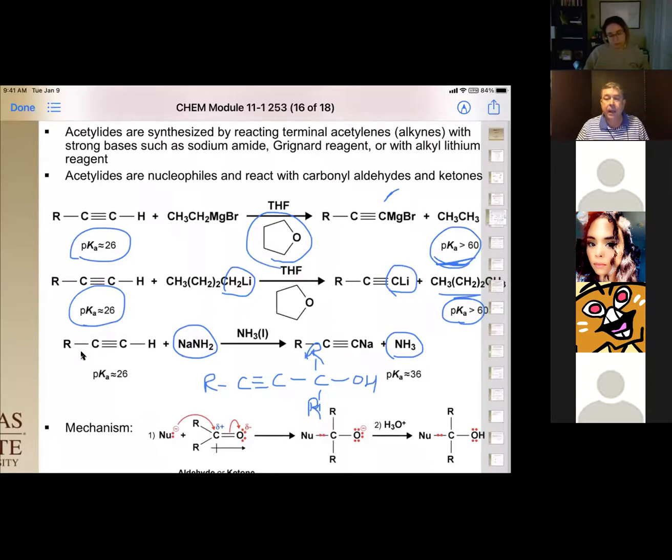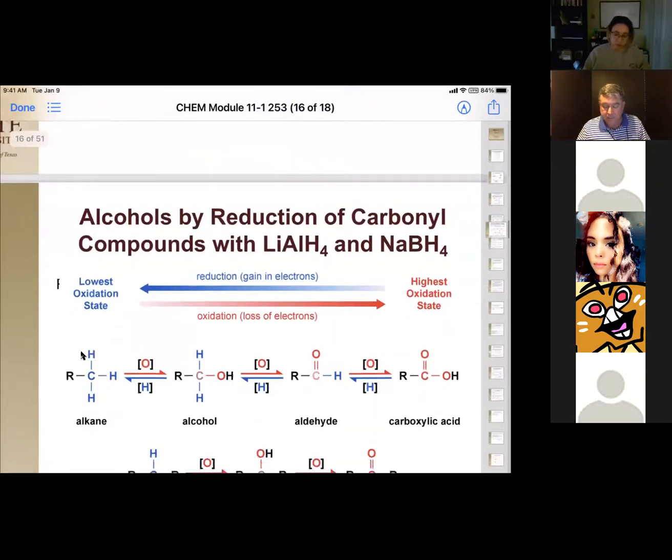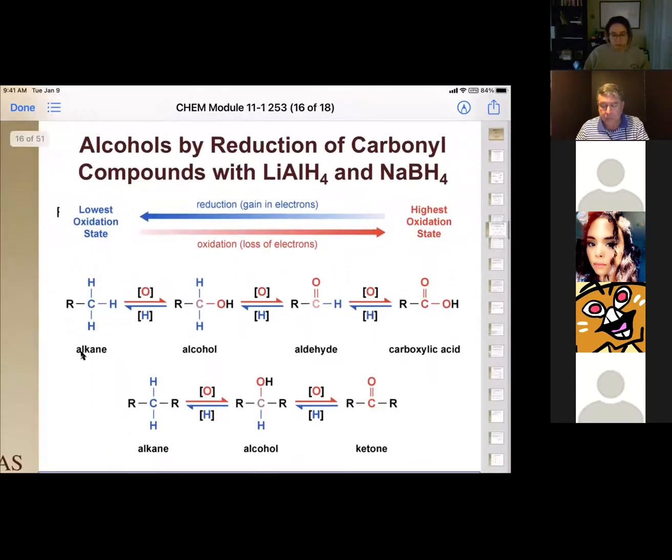Okay, so now we're going to talk about making alcohols with reducing agents, so by reduction. In theory, we can do it with catalytic hydrogen. However, it would also reduce down any other carbon-carbon double bonds or carbon-carbon triple bonds. So we want to use something that's more selective just for the carbonyl. And with those, we have lithium aluminum hydride and sodium borohydride.